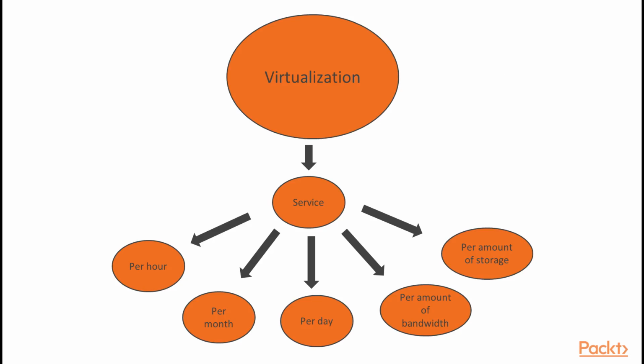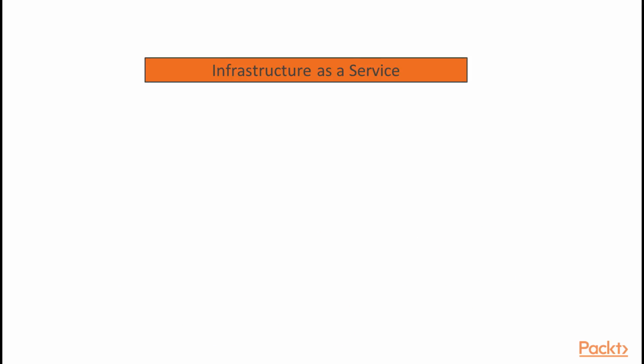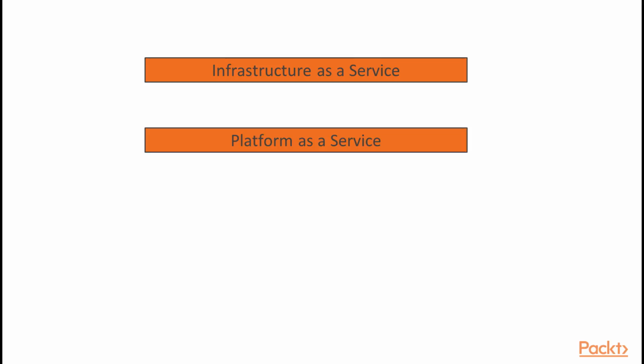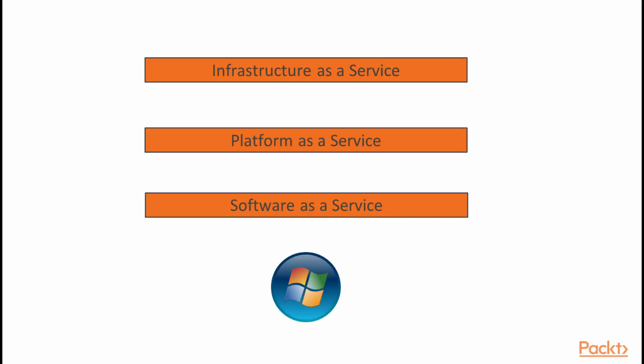It's taking that virtualization model and carving it up and providing it as a service and then charging it at a subscription level per hour, per month, per day, per amount of bandwidth, per amount of storage. You get the idea. That is really what the cloud is, providing technology as a service. Now, there are three primary levels: infrastructure as a service, which is what we'll be focusing on in this series, platform as a service, software as a service. Microsoft is one of the only companies that I am aware of that actually provides all three.